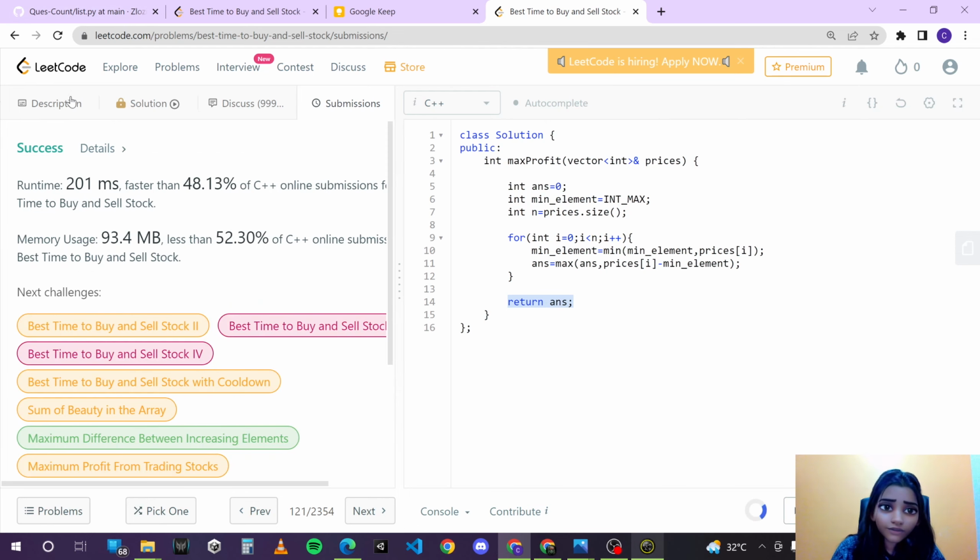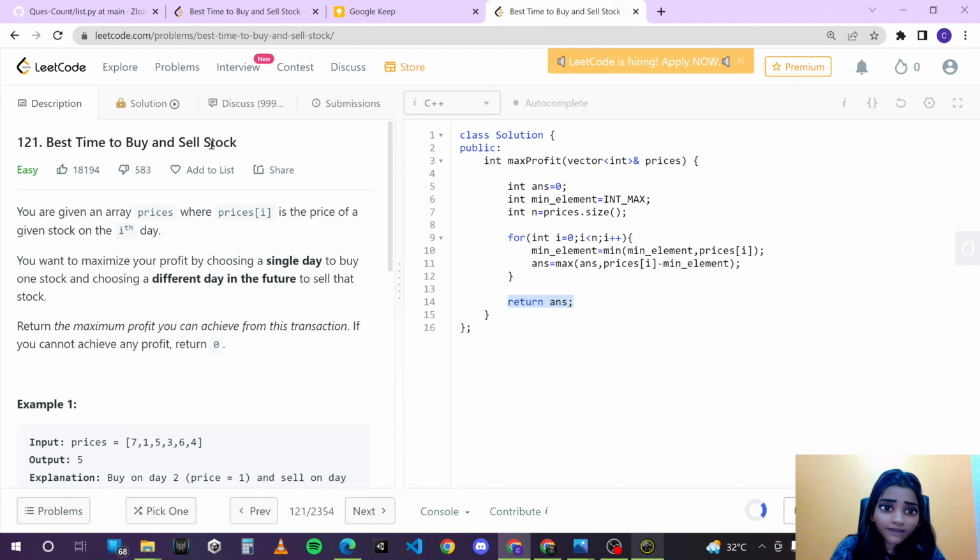So this is the approach to solve the problem, Best Time to Buy and Sell Stock.